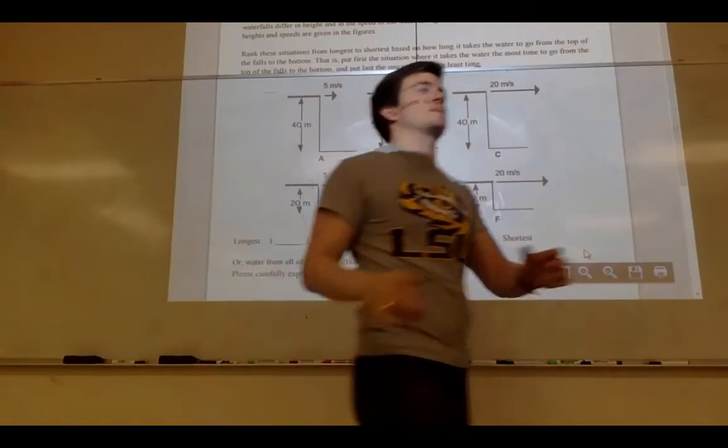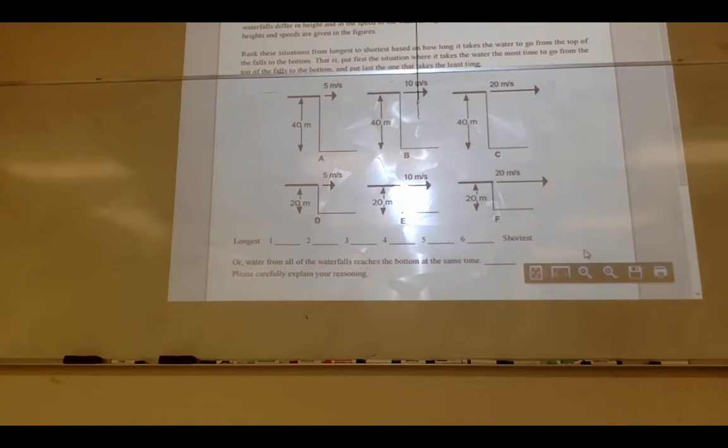Okay, so let's think about the way we've solved these problems in the past. What matters? What affects how long it takes for any object to get to the ground? The height, so the delta y. What else? Which speed? Nope.